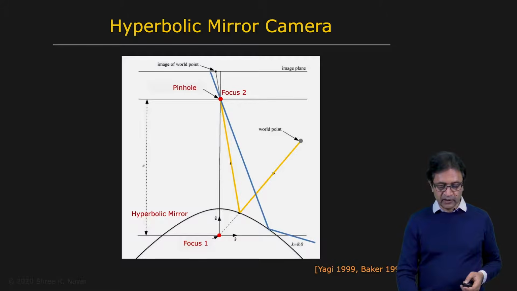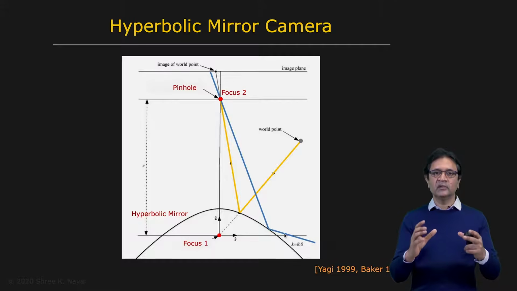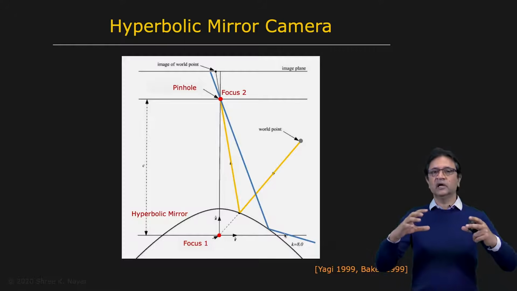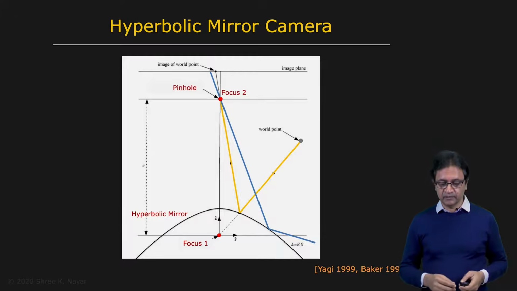So consider this ray of light. This one right here, it corresponds to a scene ray that comes in from beneath the equator, beneath the line that passes through focus 1 right here. So you can choose the parameters of your hyperbola so as to control the field of view of your wide-angle system based on the application at hand.